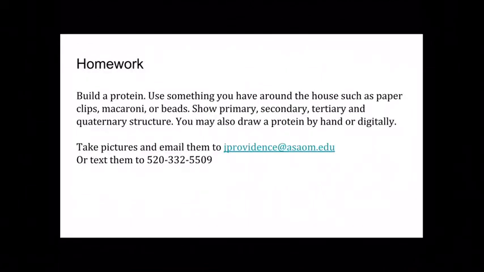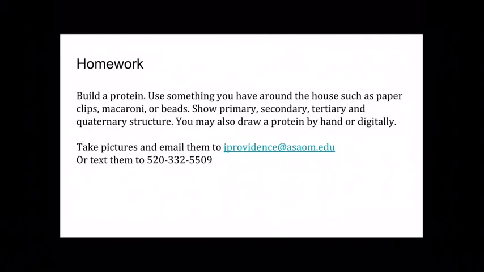It is to build a protein. So what I'd like you to do is use something you have around the house. It could be paper clips, it could be macaroni, it could be beads, it could be clay, it could be Play-Doh, it could be children, whatever you have. It could be blocks, and put them together. And what I want you to do is take a few pictures of it. I want you to show me the primary structure, and then the secondary structure of it, and then show me the tertiary structure. So you'll need to build it until you can form all those layers of structure, and then even quaternary structure.